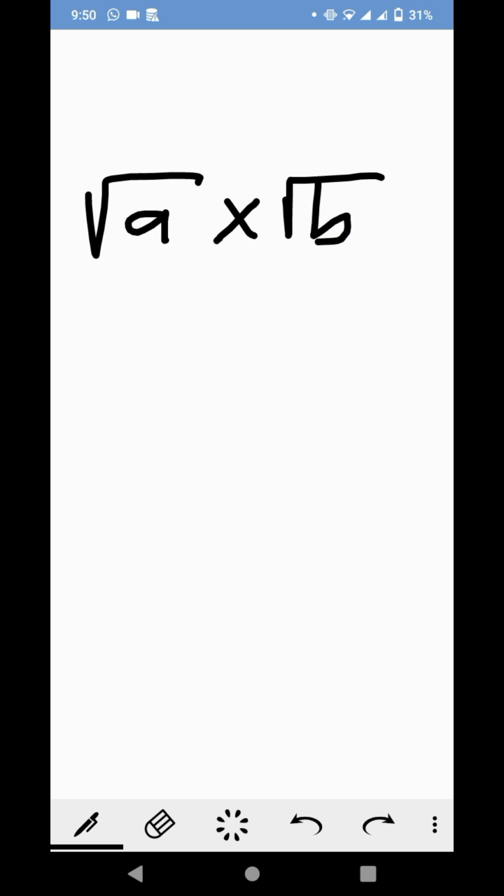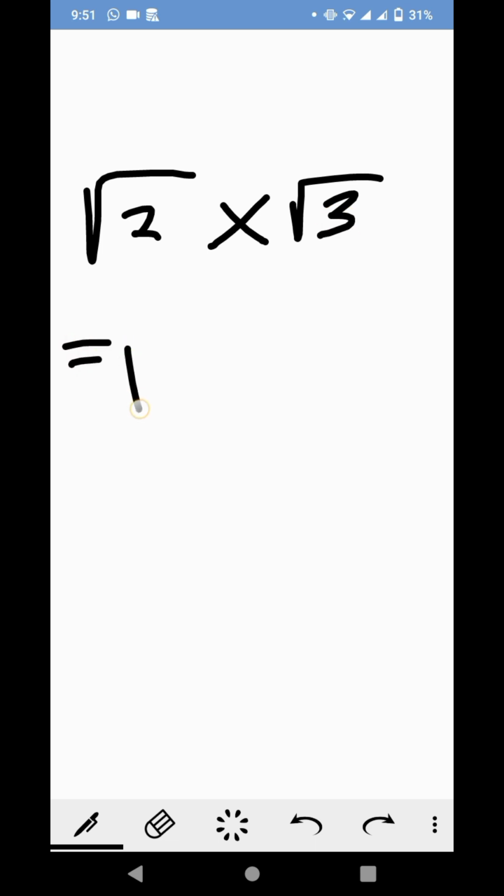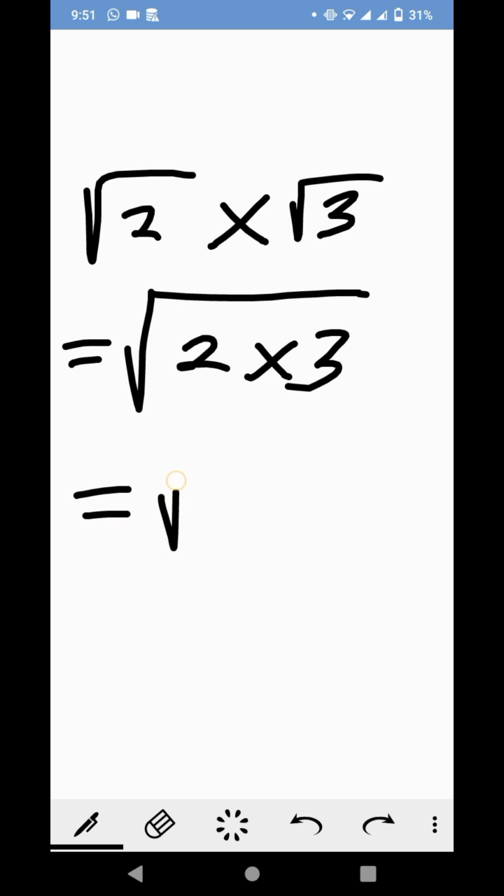Unlike surds can be multiplied. Root a times root b will give you root a times b, which eventually gives you root ab. So unlike surds can be multiplied. An example can be root 2 times root 3. And this is equal to root 2 times 3, which eventually gives you root 6. Unlike surds can be multiplied.